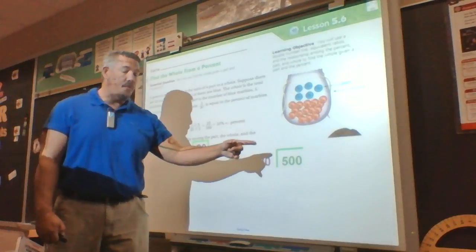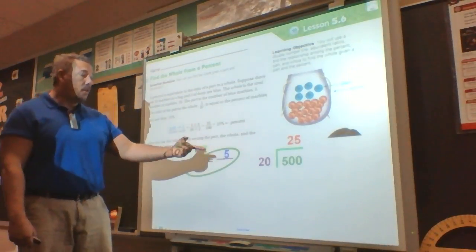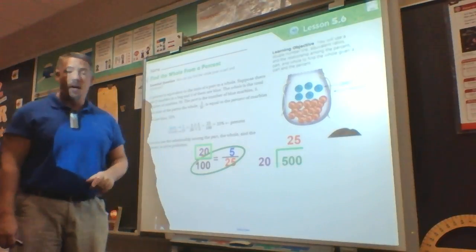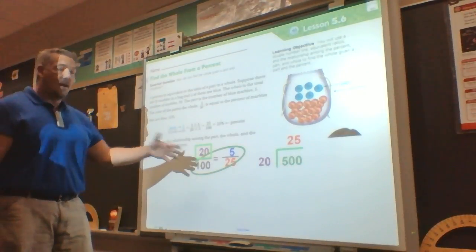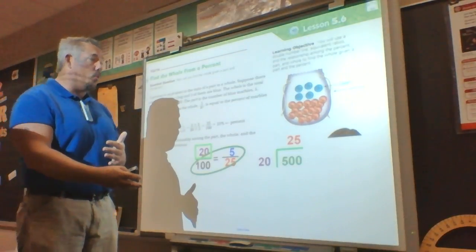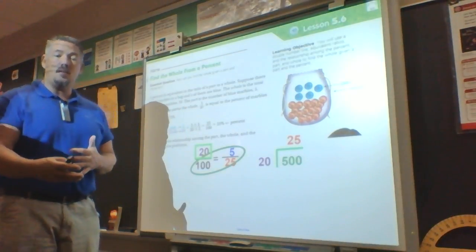And when I divide 500 by 20, I do indeed get the 25. So I know that it's 25%. That's a sound practice that you'll be able to use from this time forward in all of your mathematics classes.